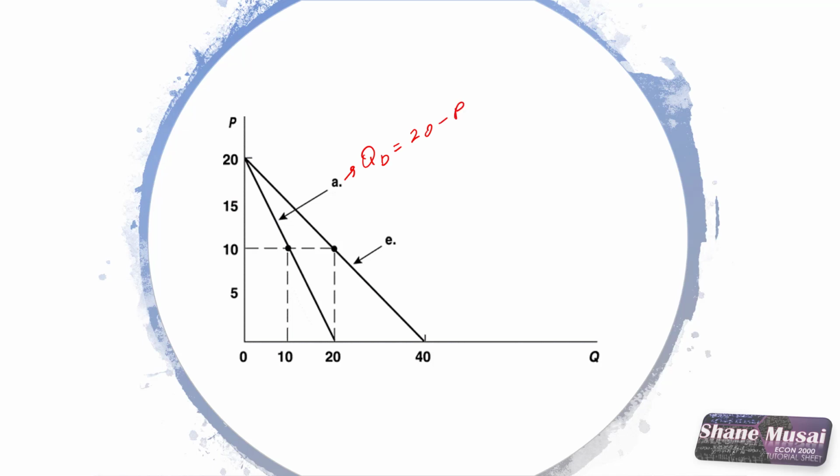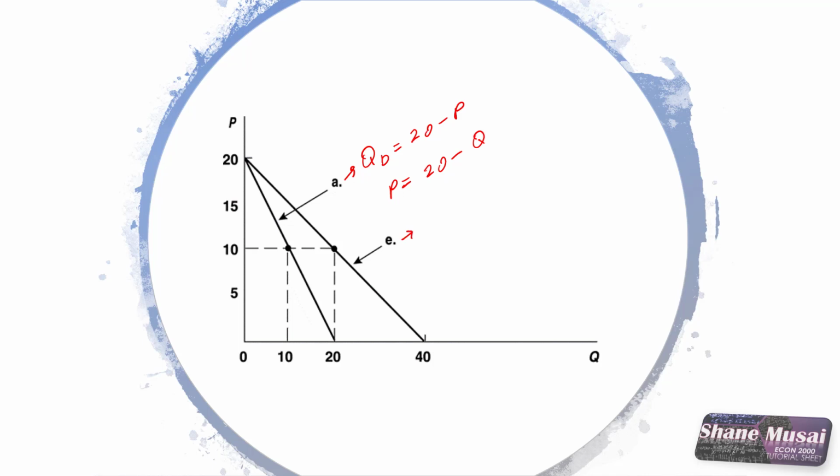Let's solve for P, because P is on the y-axis, and the equation of a line usually starts with the y-axis, right? Y equals mx plus b. So let's solve for P. Price is equal to 20 minus Q. So the gradient is, well, -1 in this case.